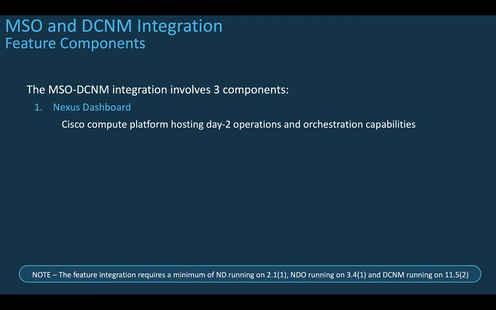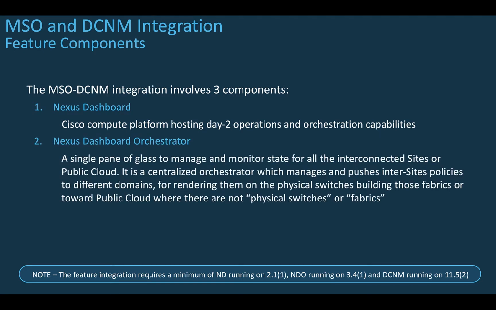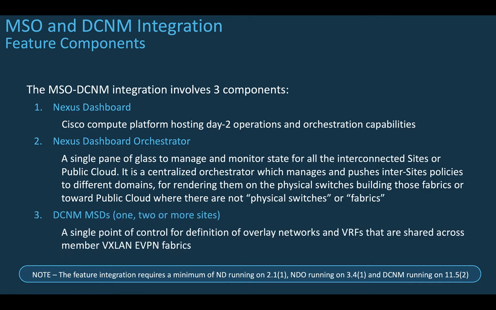Dashboard. Secondly, with the orchestrator from a single pane of glass, you centralize the management and you monitor the state of all interconnected sites, and network policies are pushed toward each fabric, including public cloud. And third, from the DCNM appliance, you can still manage site and multi-site domain, obviously.